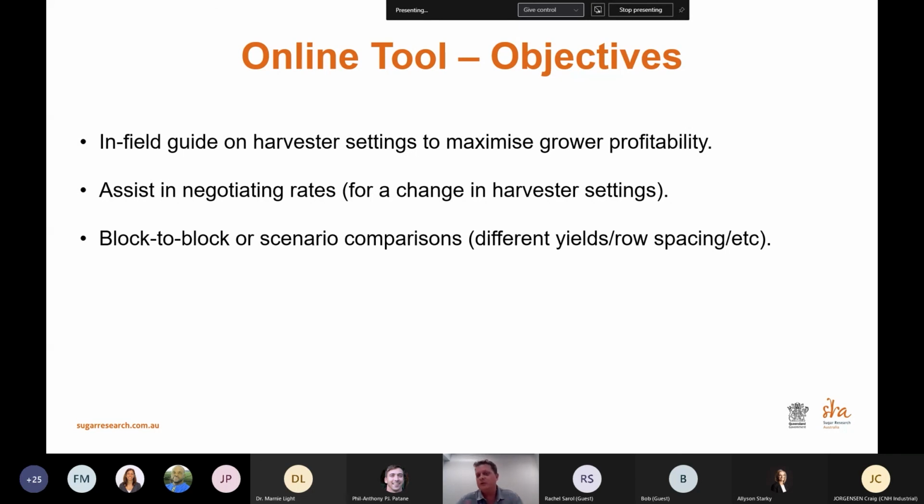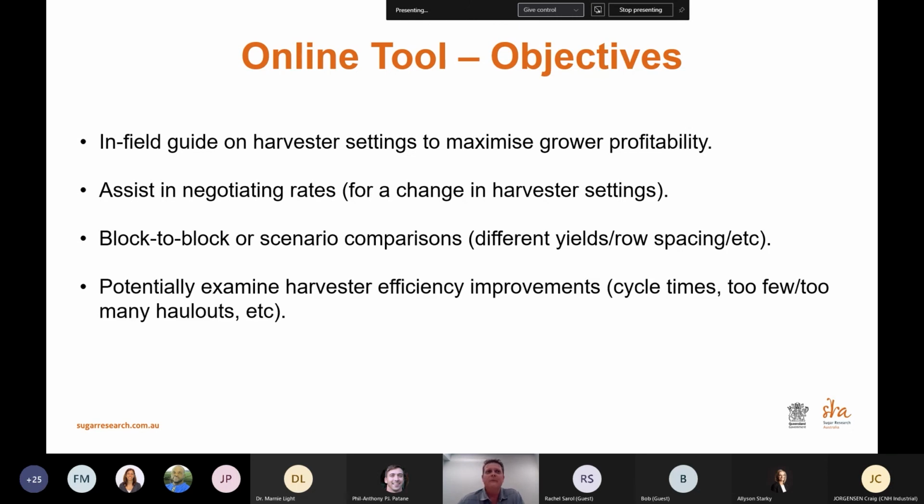So this may just be for your interest. You know, what if you increased row spacing or reduced row spacing? What about row lengths? Looking at possibly improving efficiencies within your business. So there might be a paddock you're going to harvest, and you don't know if you want to bring in that 3rd spare haul-out. Well, what's going to happen to your cost if you do, and is it going to be worth your while?